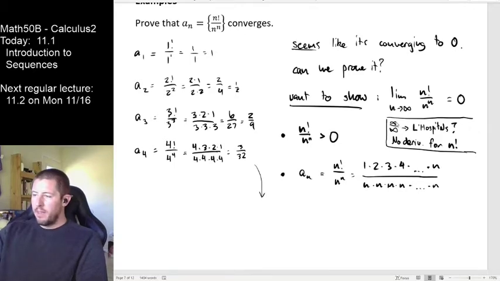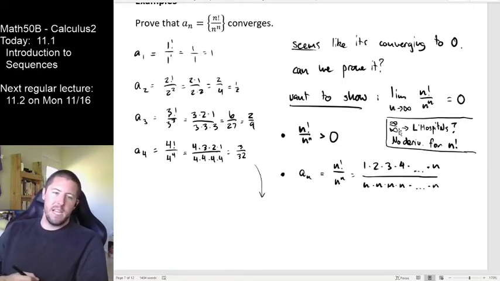So it seems like this is a place where we could say, this is equivalent to the function x factorial over x to the x, take derivatives top and bottom. But I don't have a derivative for x factorial. So what are we going to do? It seems like this could have been saved by L'Hopital's rule, but we got stuck with the lack of a derivative.